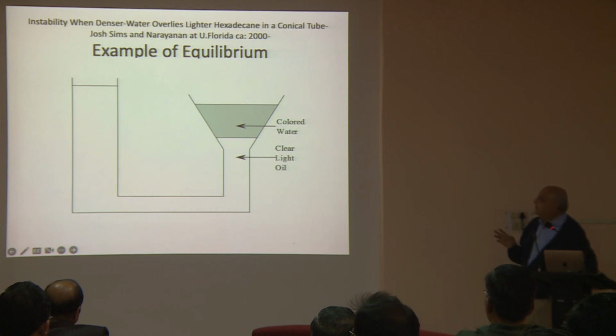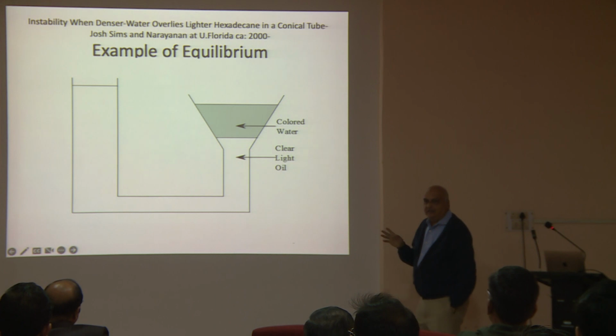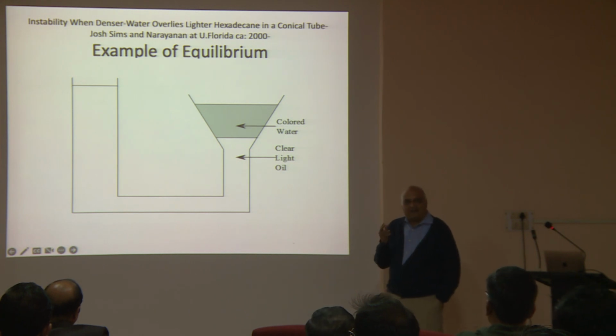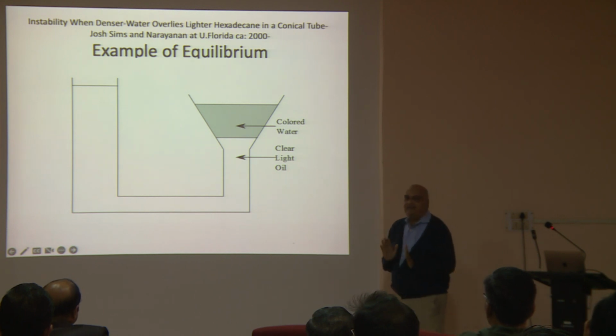Okay? So, I am now showing an experiment. This was done by an undergraduate student. This undergraduate student finally became a lawyer. Okay? We have a very clever fellow called Josh Sims. Okay? And I wanted him to perform this experiment at different diameters. He said, no, I'll do it in one setting.